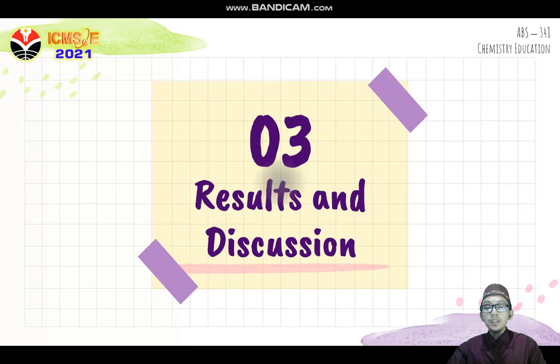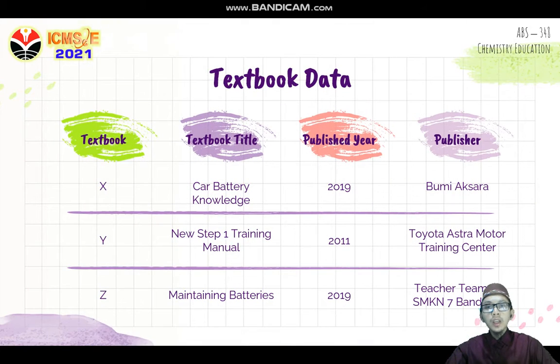Third is result and discussion. The textbooks that we use in this research are as follows. Textbook X with the title Car Battery Knowledge, published in 2019 by Bumi Aksara. And then the Y textbook with the title New Step 1 Training Manual was published in 2011 by the Toyota Astra Motor Training Center. And last, textbook Z with the title Maintaining Batteries, published in 2019 by the teacher team of SMKN 7 Bandung.